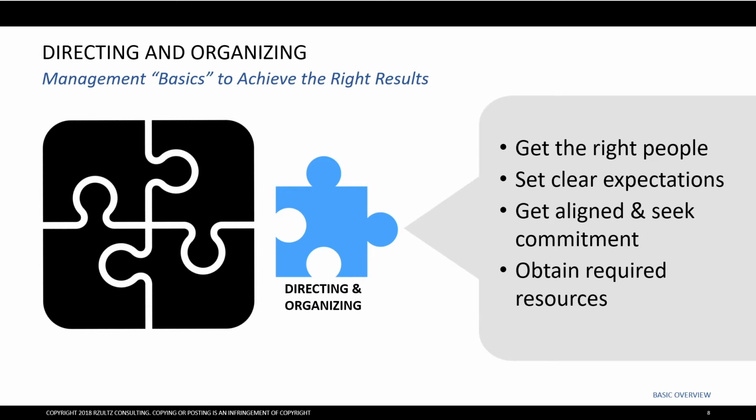They set clear expectations and dialogue freely with team members about the what, the why, and the how of their work. They seek alignment and gain the necessary understanding, collaboration, and commitment. And finally, effective people managers work diligently to obtain the required capabilities and resources to achieve the right results. The bottom line is that effective people managers get the right people doing the right things at the right time.